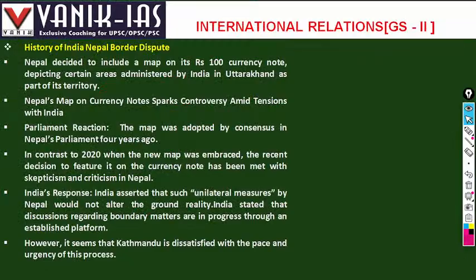History of the India-Nepal border dispute. Nepal decided to include a map on its 100 rupees note depicting certain areas administered by India, Uttarakhand, as part of its territory. This led to the dispute.